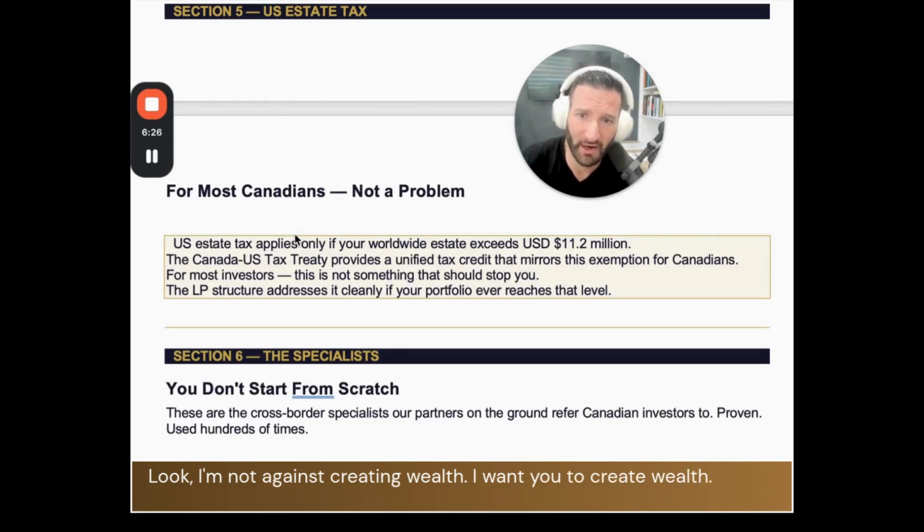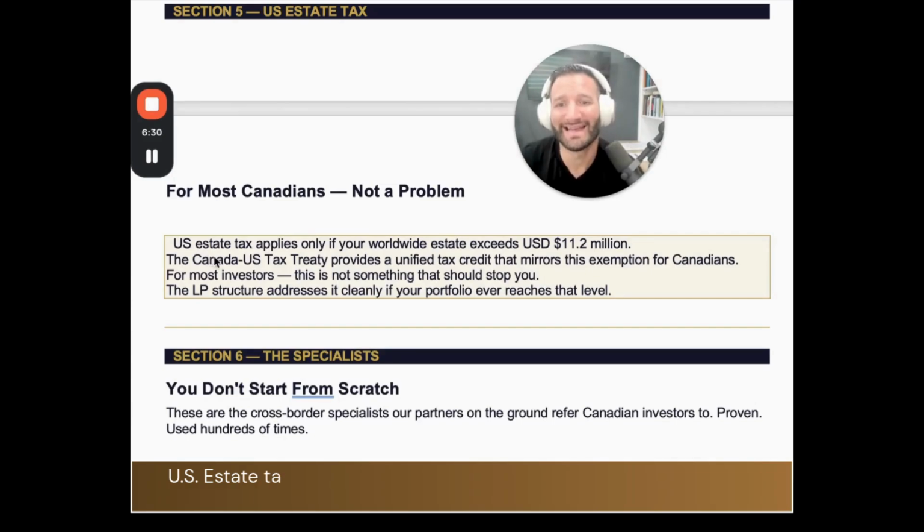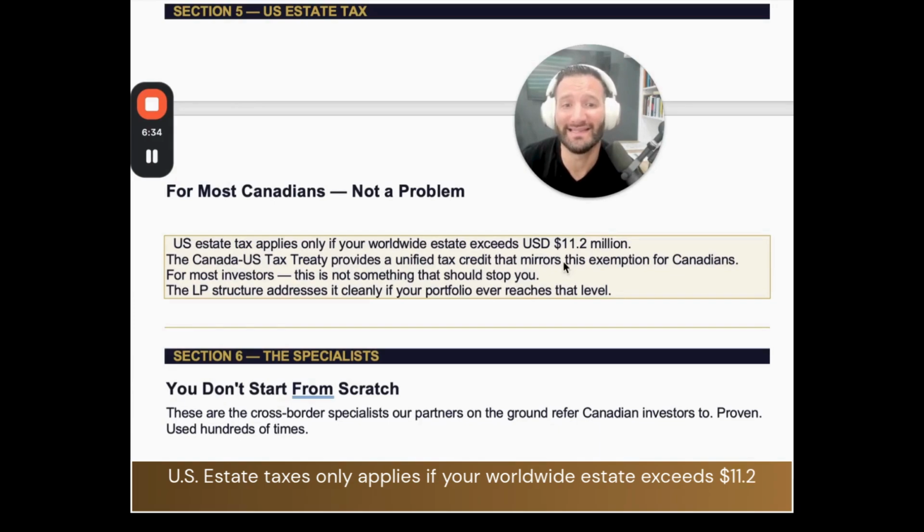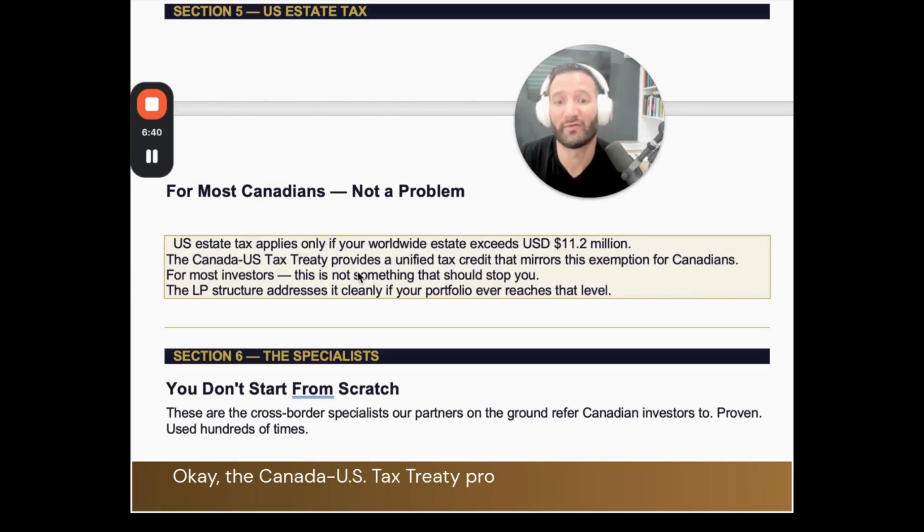Look, I'm not against creating wealth. I want you to create wealth, but for most Canadians, this is not going to be a problem. US estate taxes only apply if your worldwide estate exceeds 11.2 million, and that's in today's US dollars. The Canada-US tax treaty provides a unified tax credit that mirrors this exemption for Canadians. For most investors, this is not something that should stop you.